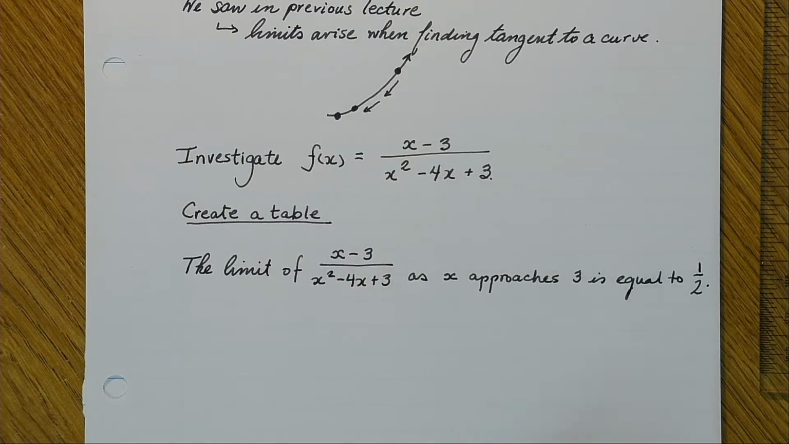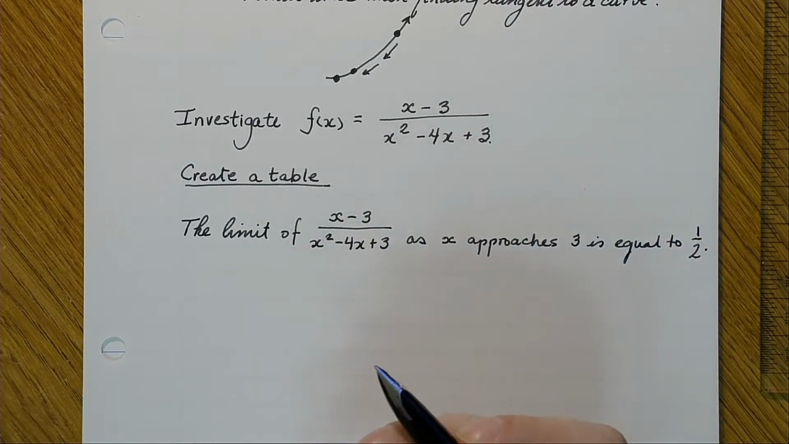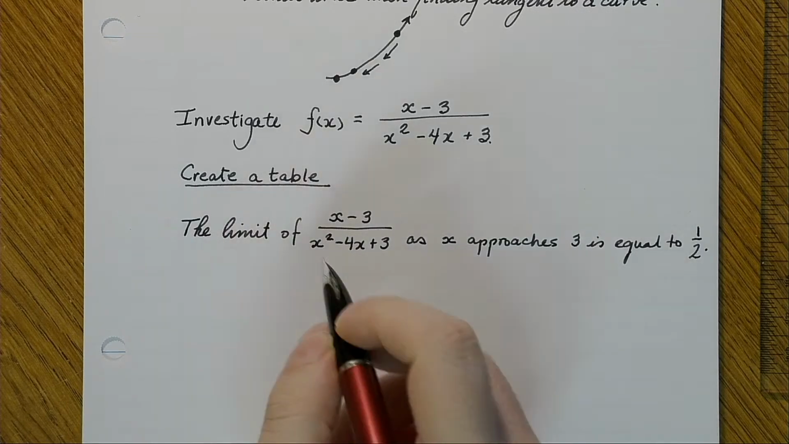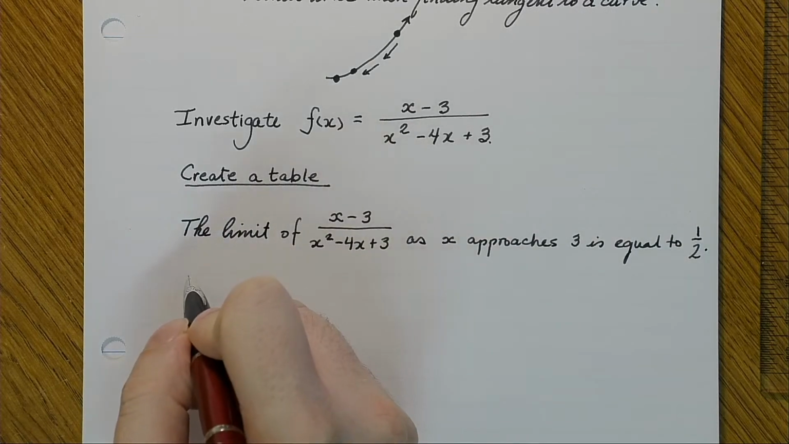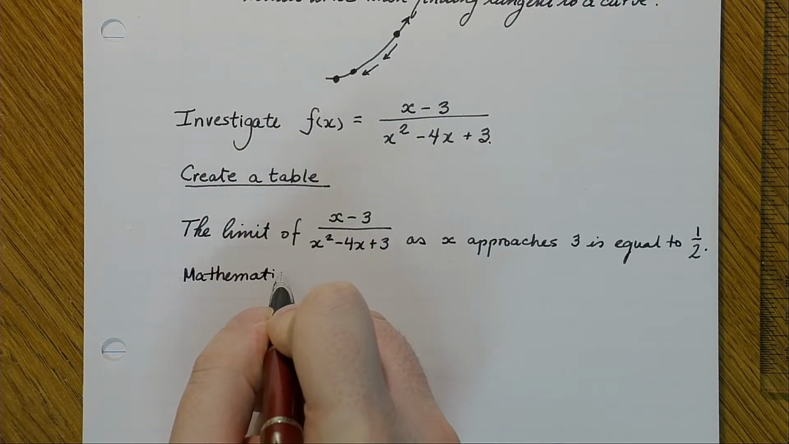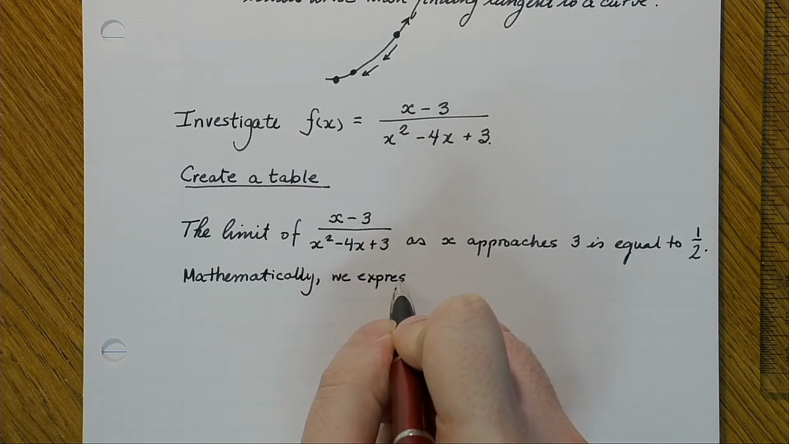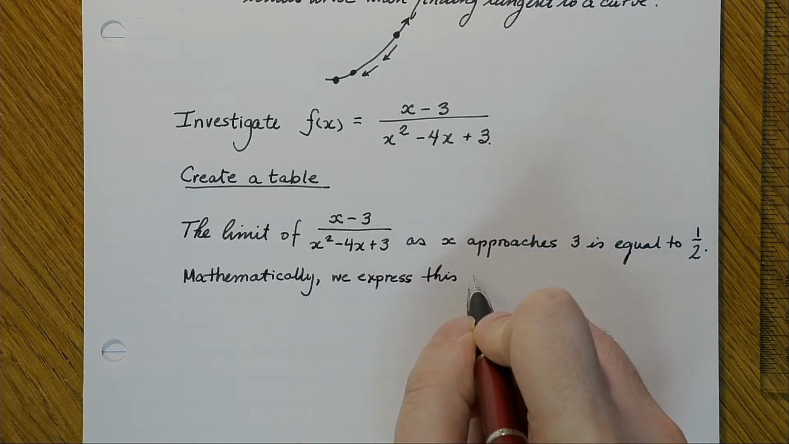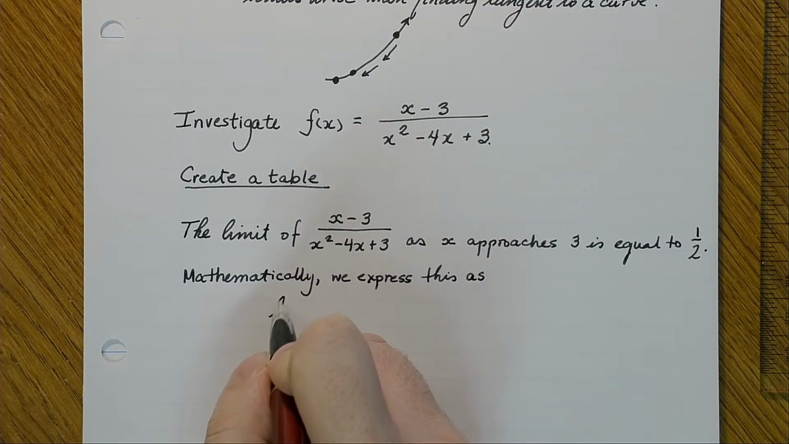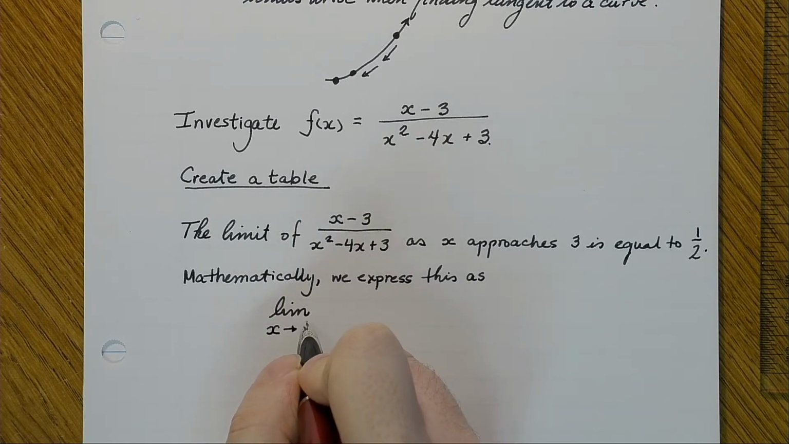Okay, so again, we want some shortcuts when we're writing in math. Writing this is quite a long statement, so what we end up writing instead is we abbreviate limit to just lim. So mathematically, we express this as lim, limit, as, and then underneath it we will write x with a little arrow going to 3.